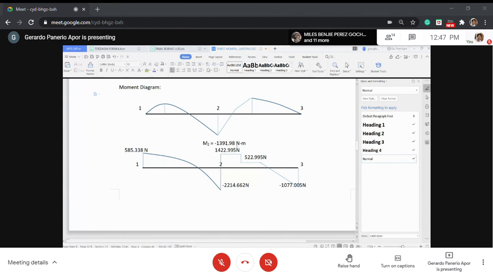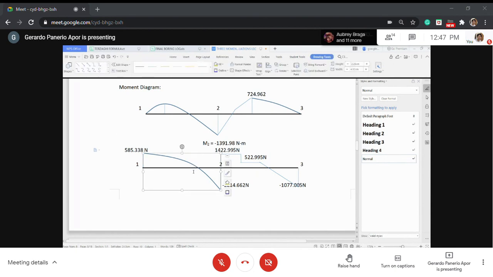Minus 1391.98, that means the moment here is 724.962. At this point it is not so clear, but supposedly that is a zero moment, a zero shear. So the shear diagram is misrepresented.